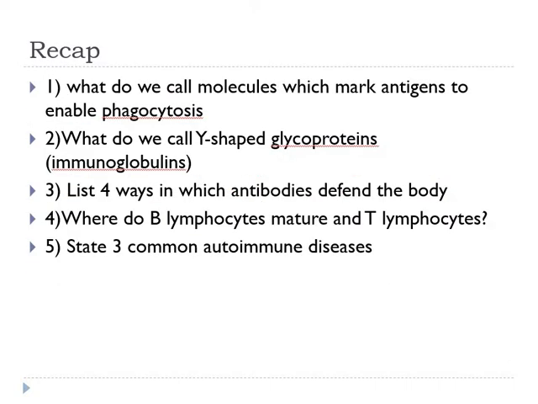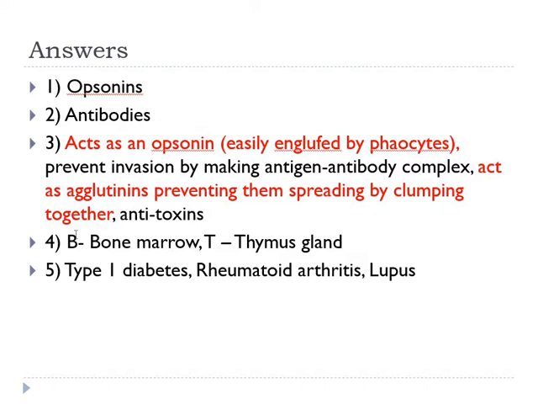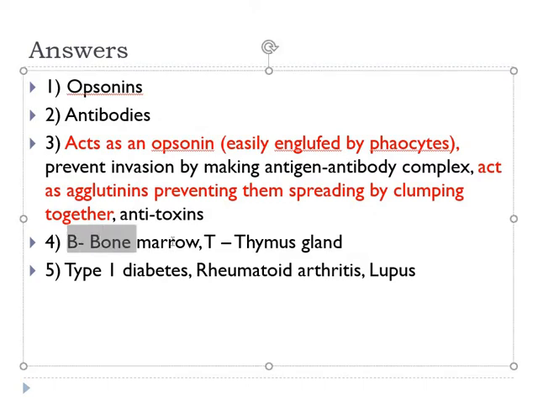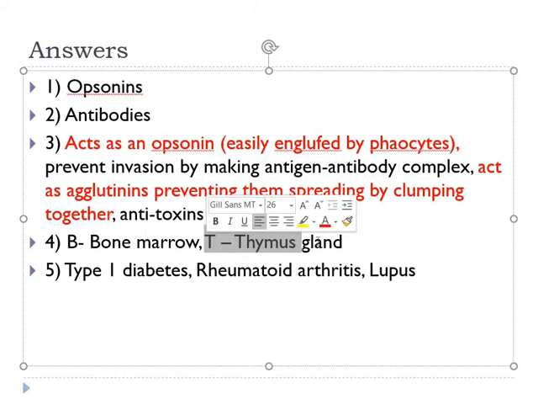Question 4, where do they mature? So the B cells mature in the bone marrow, easy to remember. The T cells mature in the thymus. Just to clarify from yesterday, if you hadn't seen the update, the T cells are made still in the bone marrow, but they mature in the thymus, so just to clarify that.